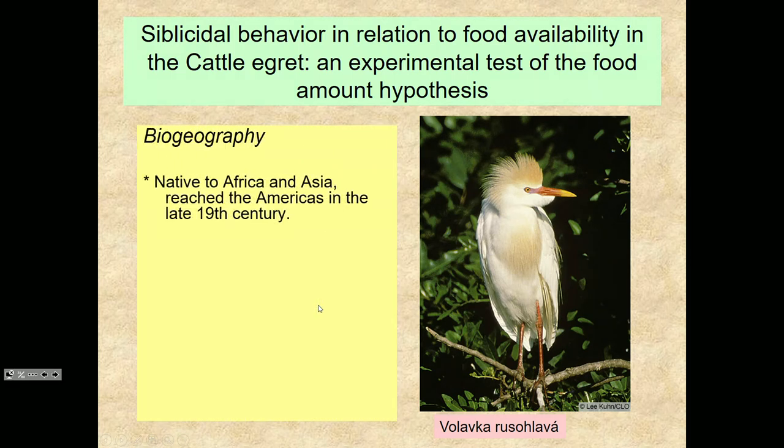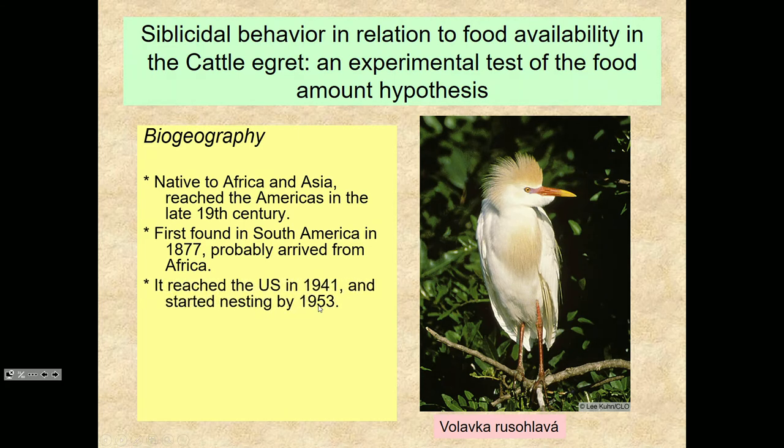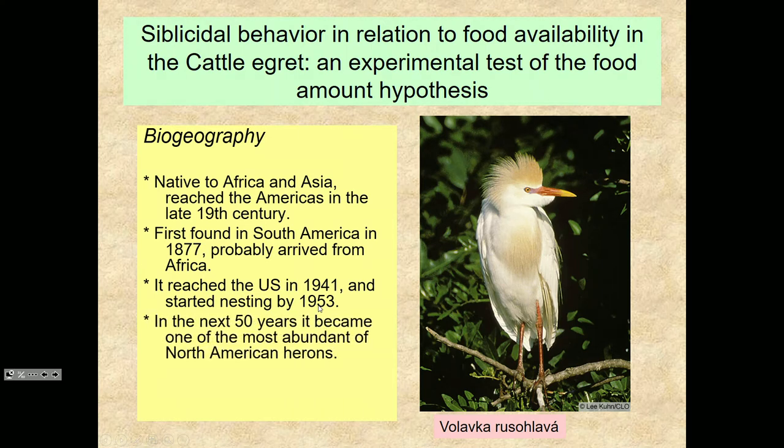Some biogeography: this species is native to Africa and Asia, and reached the Americas in the late 19th century, probably with boats that they traveled on. First found in South America in 1877, it reached the US in '41 and started nesting by '53. So in the next 50 years it became one of the most abundant North American herons, or egrets.